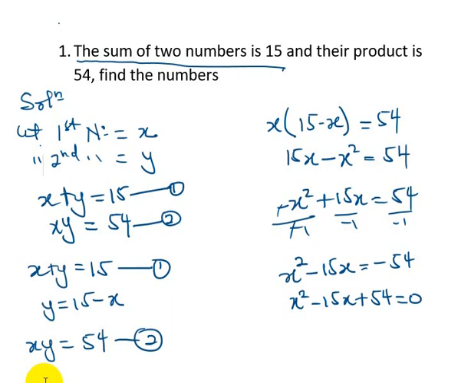Now how do we solve it? We are looking for the factors of the term c, this one, the 54. When we multiply, we get 54, but when we add, we should get the coefficient of b, that's the 15. Let's look at 9 and 6. Now 9 times 6 is 54, but when we add, we are getting 15, not minus 15.